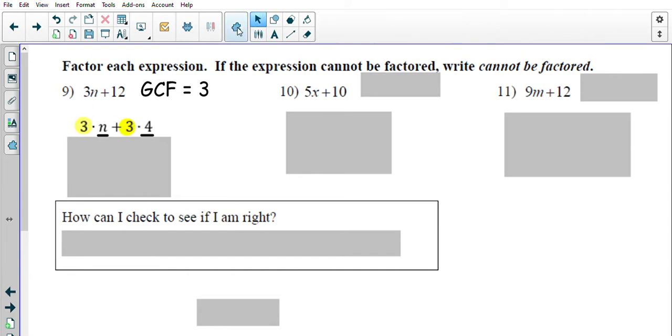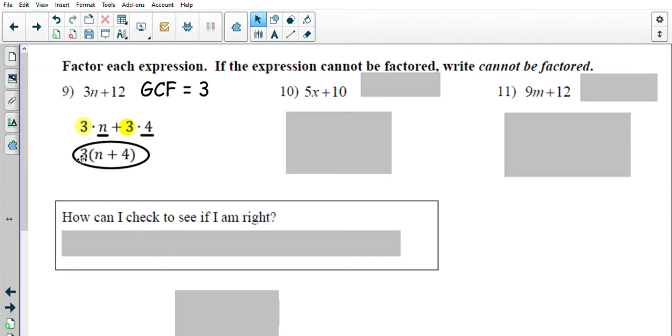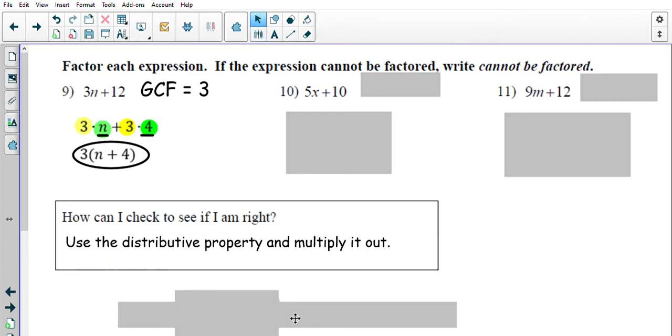Now the GCF is what's going to go outside the parentheses. What's going to be left inside the parentheses is going to be the terms that I have underlined or highlighted in green that are left behind when I take the 3 out of each of these terms. One way that you can check to see if you are correct is to use the distributive property and multiply it out. So I know that 3 times n gets me 3n, 3 times 4 gets me 12. Something you should always double check as well is to make sure there's nothing for the terms inside the parentheses that you can divide by besides 1. So if I'm factoring 3n plus 12, it factors into 3 in parentheses n plus 4.